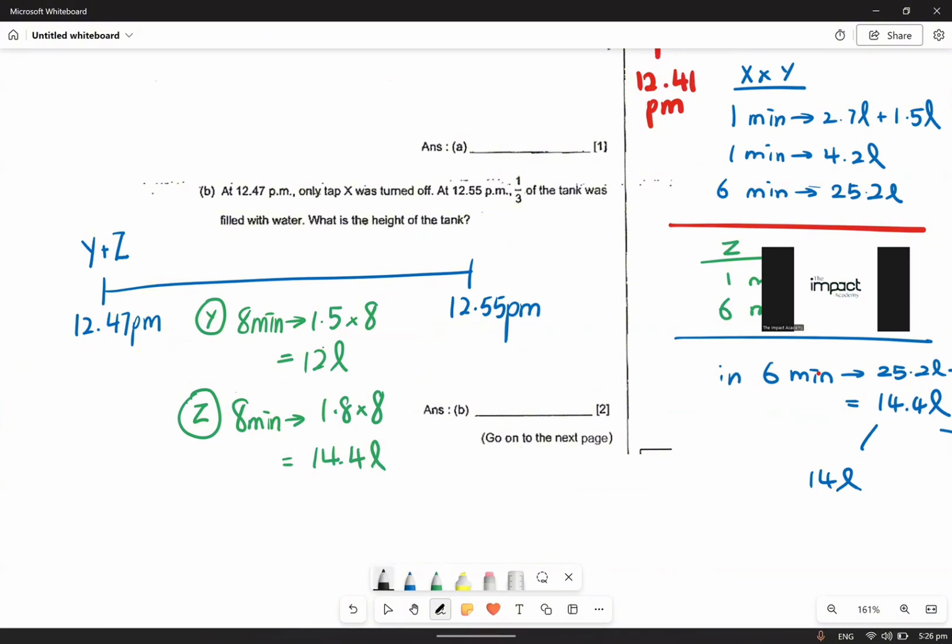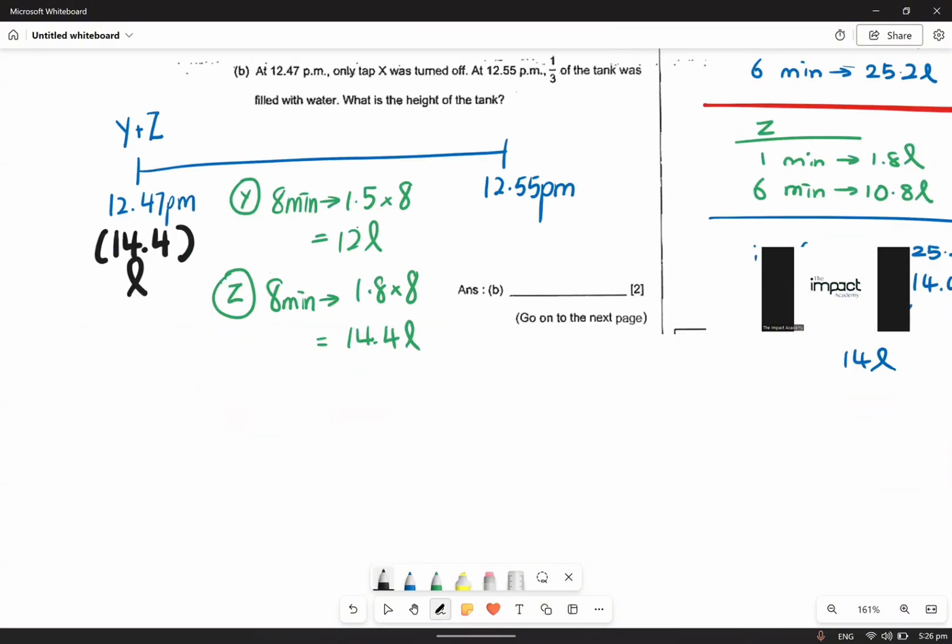All right. So at 12:55, 1/3 of the tank was filled with water. What is 1/3 of the tank? This is 1/3. Makes sense? At 12:55 is 1/3. Wow, how much was it at 12:47? Very good. 14 liters. 14 liters what? Very good. So at this point, it's 14 liters for 14.4 liters, right? Correct or not?